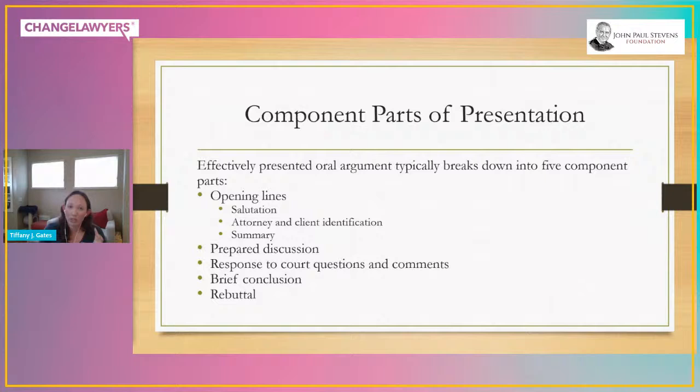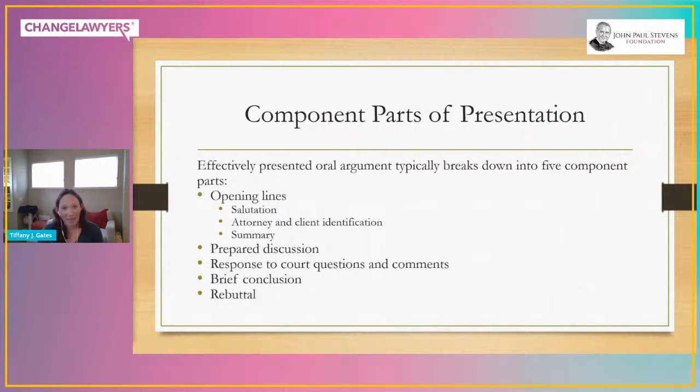But basically, really quickly, the most important thing when you're responding to questions is you want to respond directly and immediately to the question being asked. You never want to say something like, "I'll get there later," or something to that effect. The court is in charge here. So if they have a question for you, you just want to answer that question immediately and directly. And it might lead to more questions, or maybe they just had that one question and then you can go back to your prepared discussion. But either way, answer immediately and directly.